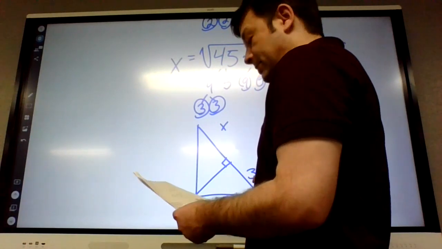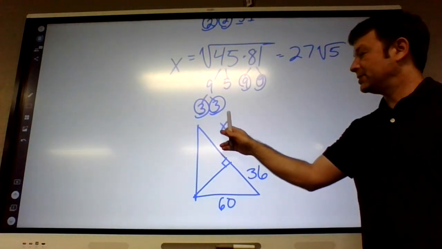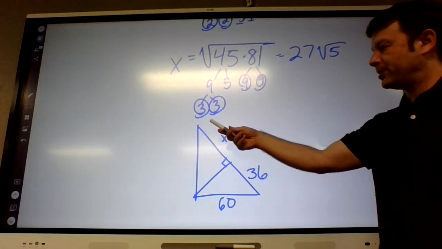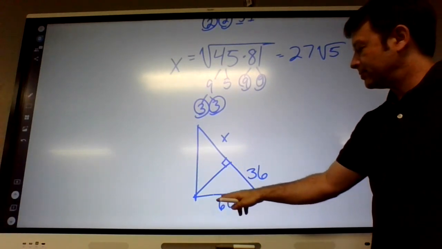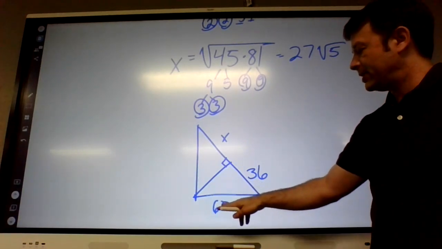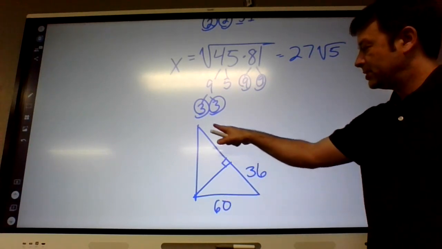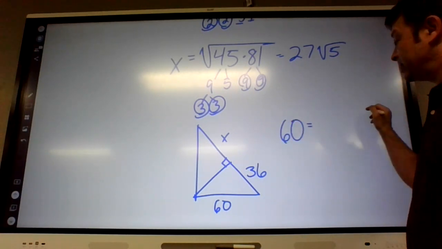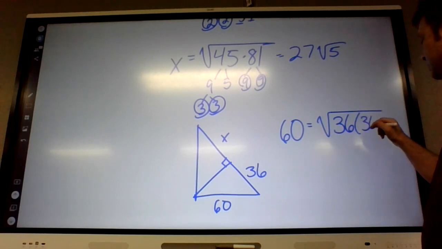And the top left is actually the hard one because the variable x is on the hypotenuse this time. It's part of the thing. So this leg right here should equal the geometric mean of the close segment and the whole thing. So in other words, 60 should equal the square root of 36 times 36 plus x.